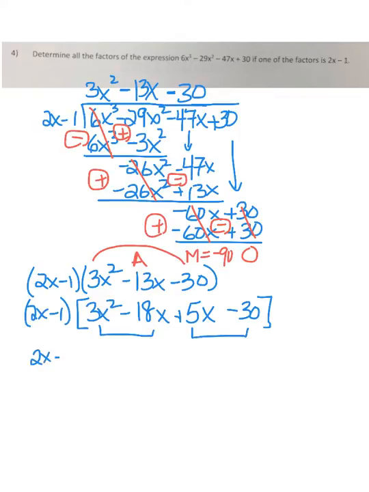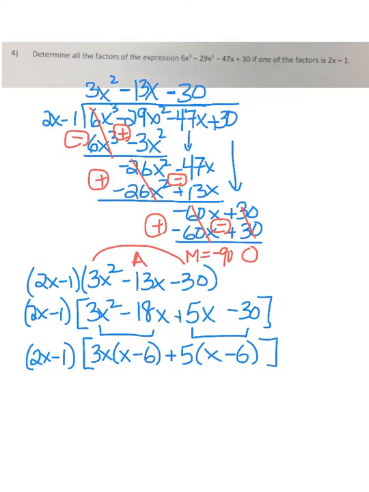Again, let's keep bringing down that 2x minus 1 factor so we don't forget it. All right, so this first group here, 3x squared minus 18x. Well, there's a GCF of 3x, so let me take that out, and I'm left with x minus 6. And my second group of 5x minus 30, I see that they both have a factor of 5, and then I have x minus 6. And that works out nicely because remember, this parentheses here and this one here should match up.